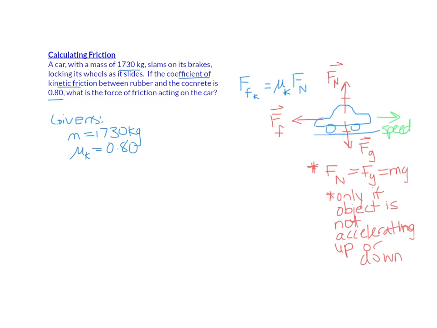And one other given that they don't often put in the problem, but we always know, is the gravitational field strength. On Earth's surface, it's 9.8 newtons per kilogram down. You might also see it called the acceleration due to gravity, and it might be in meters per second squared, but either works. And then we want to see what we're required to find, and it's the force of friction.